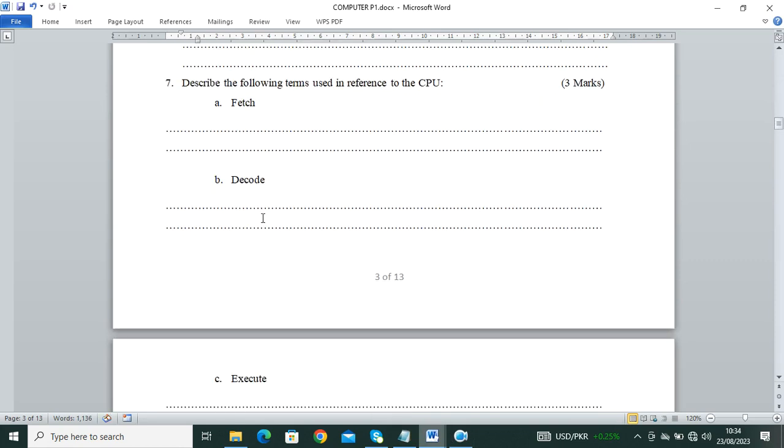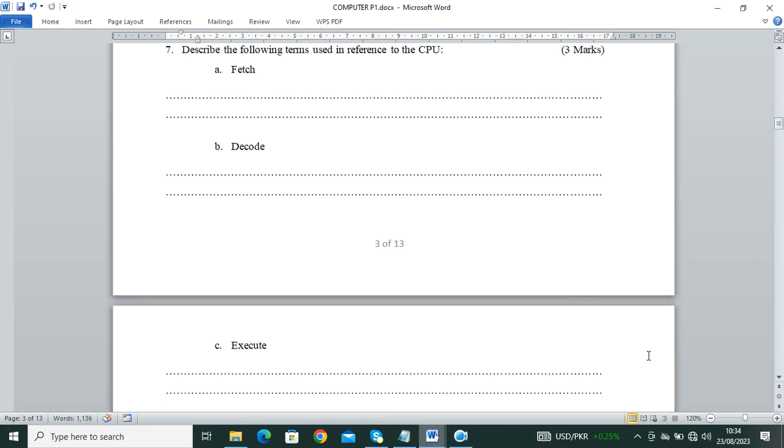So we proceed to question number 7, guys. This is a question that is very tricky. Describe the following terms used in reference to CPU. Remember, the CPU operates under fetch, decode, and execute cycle. So you can just Google, or you can just go ChatGPT or whichever. You can just do your research on fetch, decode, execute cycle, or use Dr. Onunga's book. The Longhorn book doesn't have this, and probably they will add.